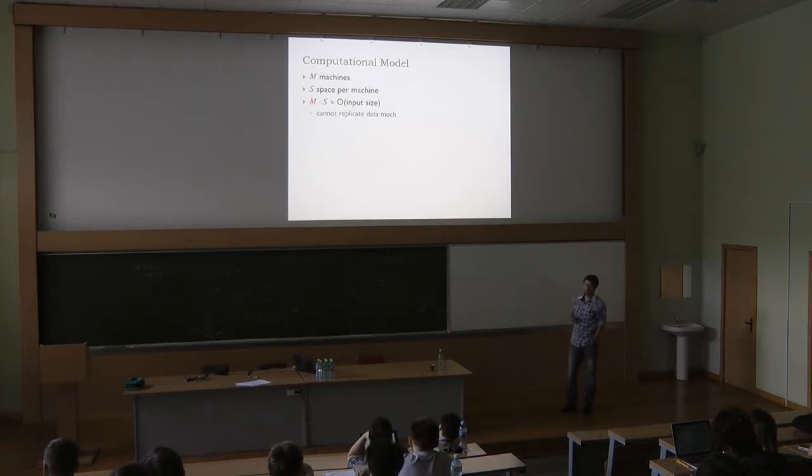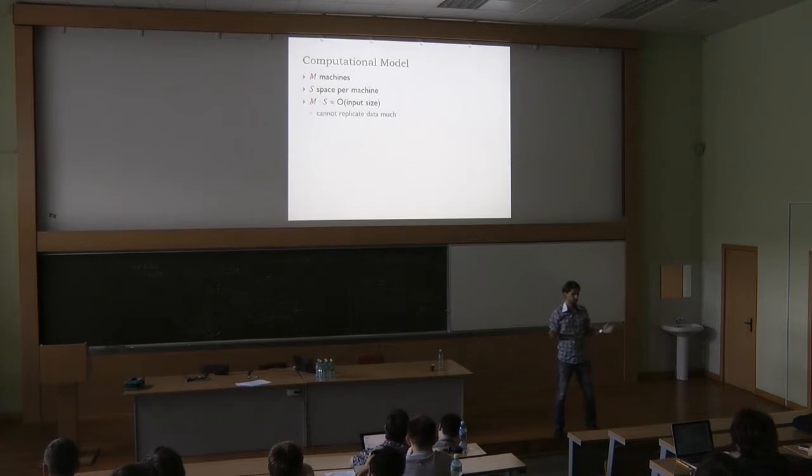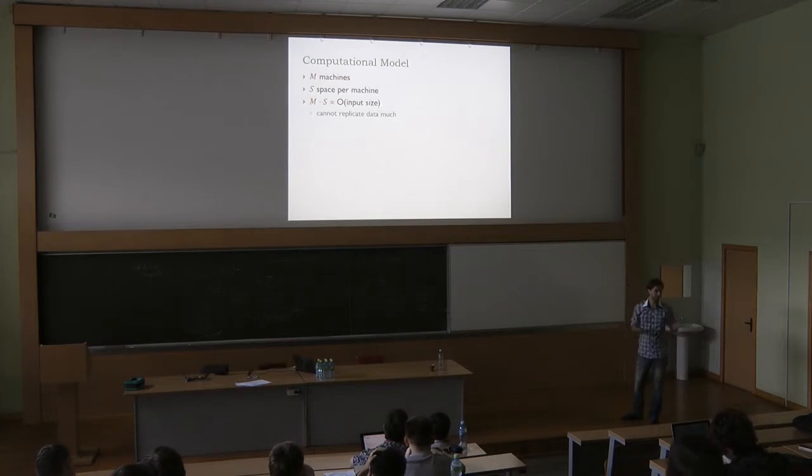So first of all, m times S has to be at least the size of the input, right? Otherwise, we don't have space to store the input. What I'm saying is that we will not have much more space than how big the input is, right? This is mostly because the data is large. Replicating the data by a large factor is essentially prohibitive, not possible, right?